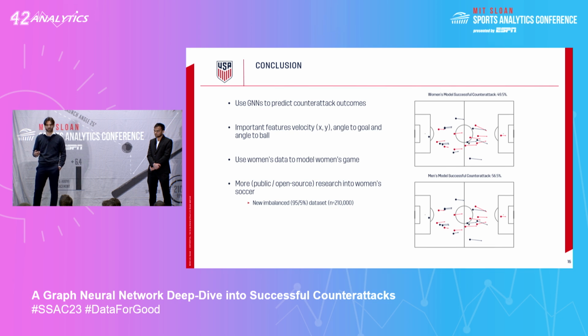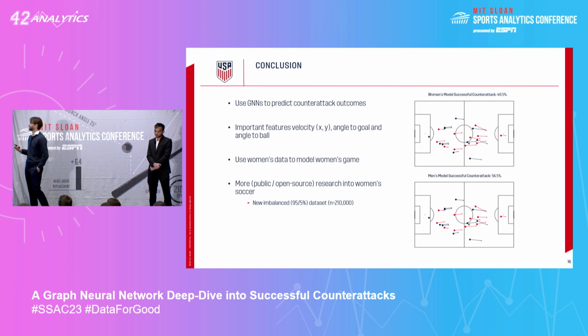All right, so in conclusion, we have shown that we can use graph neural networks to work well with soccer data. We have shown that we can use them to predict the successful or unsuccessful outcome of counterattacks. We've also shown, as a sanity check, which features are important. So velocity is important. We know that counterattacks are supposed to be fast, so that makes sense.